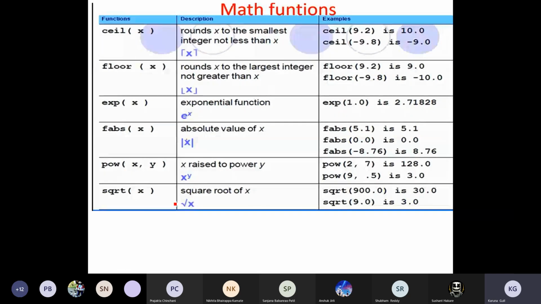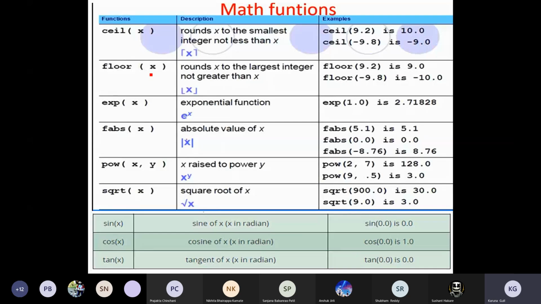So these are the mathematical functions used inside the C language. I already mentioned ceil, floor, exp, fabs (floating point absolute value), power, square root. You have sine, cosine, and tan. Don't think these are the only math functions available. There are many more, but for first year level, we are taking care of only these kinds of mathematical functions. These are inbuilt functions available in C language.